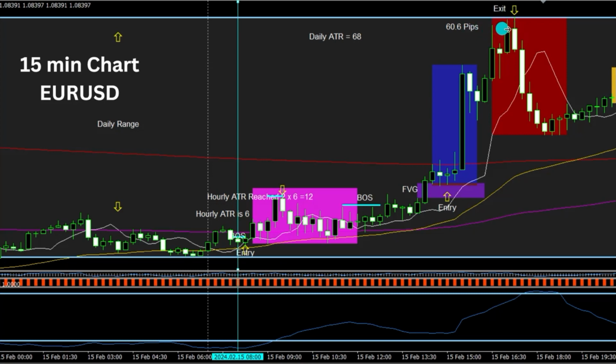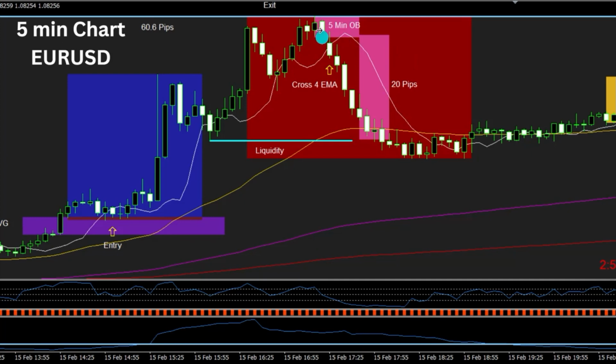When you see this large engulfing candle, it's not completely engulfed, but it takes out most of the range of this up candle. That might be a consideration to exit the trade. And if we look on a smaller time frame, on a 5-minute chart, you'll see we engulf this 5-minute order block and then cross the 4 EMA. That would definitely be an exit signal.